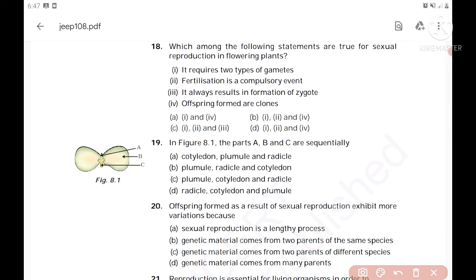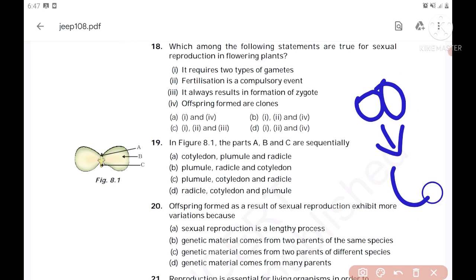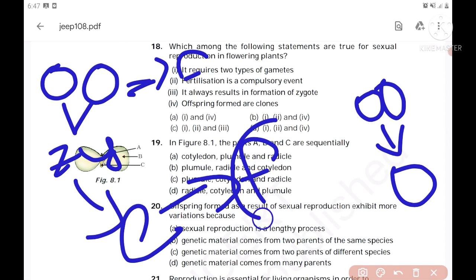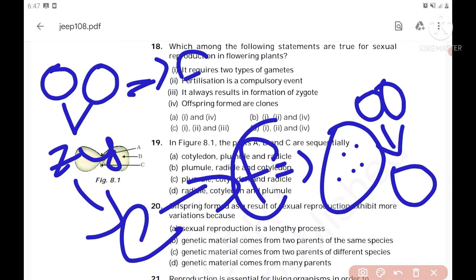Next, the third one. It always results in formation of zygote. When fertilization happens, a zygote will always be formed. That's so obvious, right? After fertilization, only zygote will be formed. If anyone didn't understand, this is not good, because I have repeated it many times. Let me repeat once more, the last and final time. What is fertilization? Fusion of male and female gamete. After fusion, what will be formed? Zygote. The zygote will get developed and form an embryo. The embryo develops into a fruit, and in this fruit there will be seeds, seedling. There are more than two questions which need this explanation. This was simple.